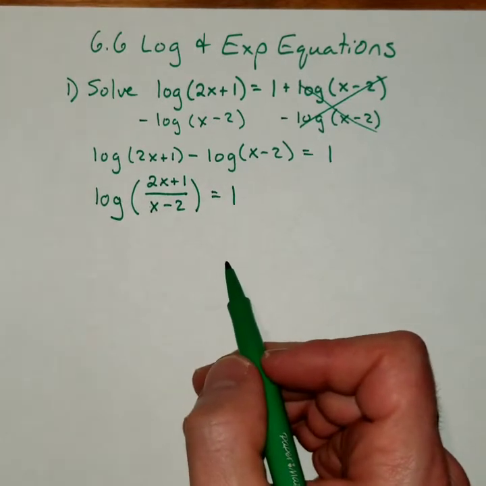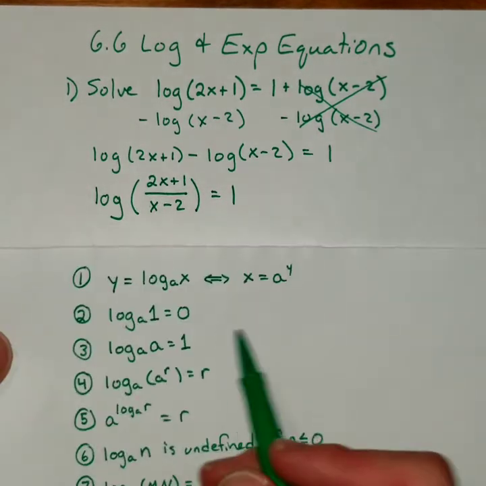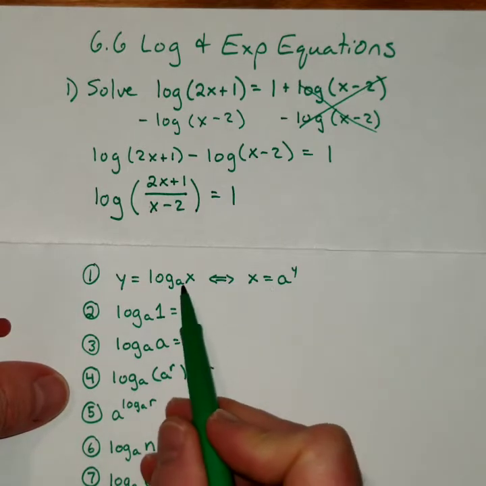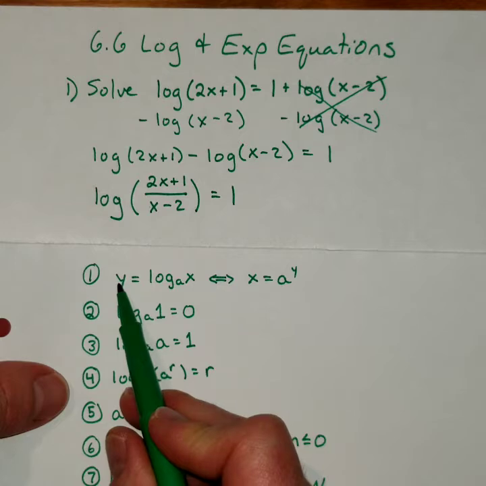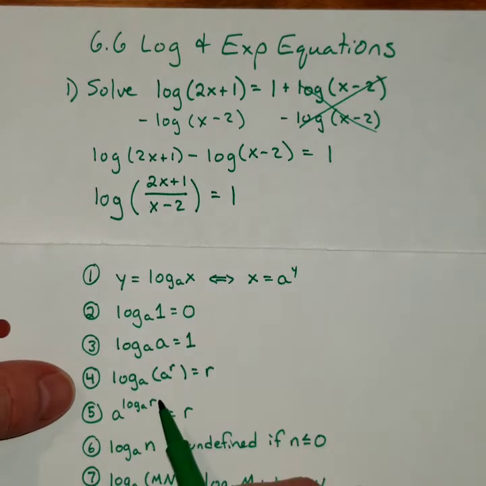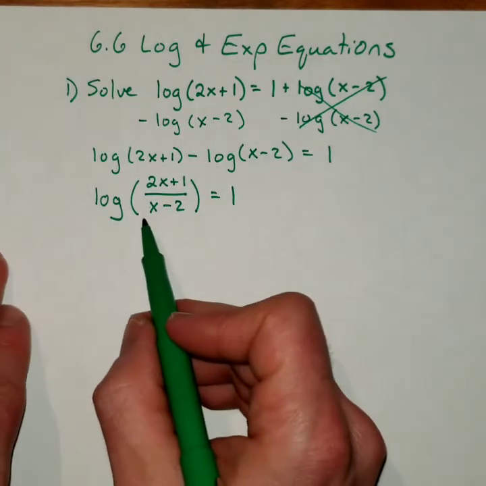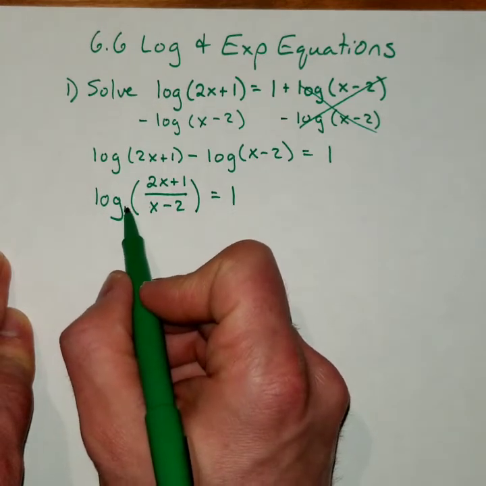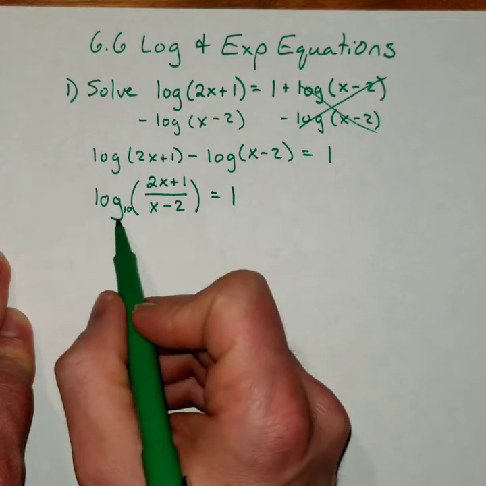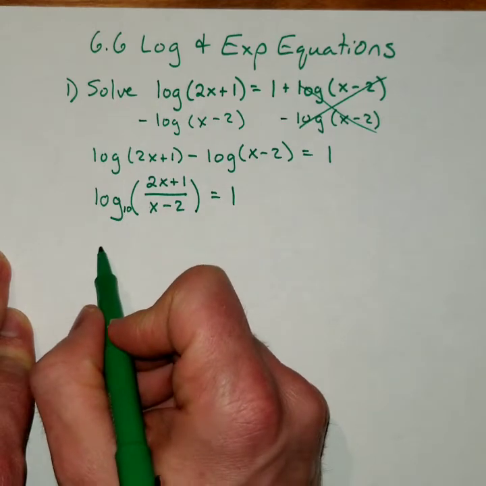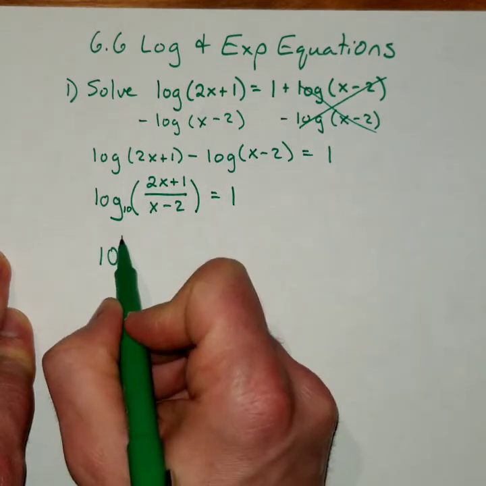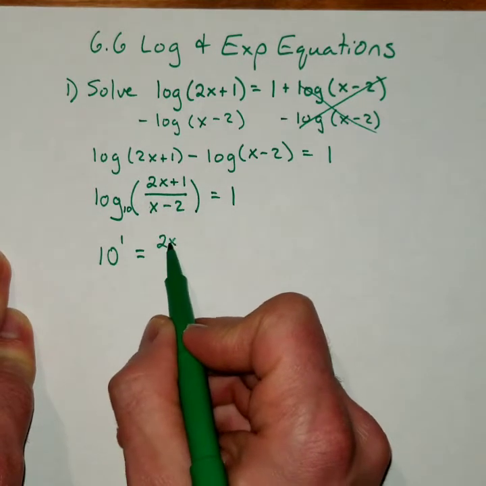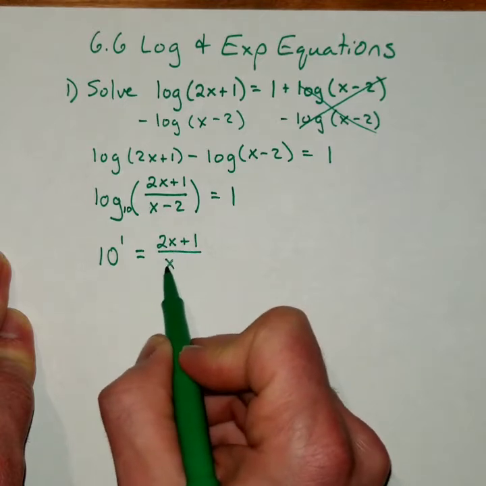Then I'm going to go ahead and convert from the logarithmic form to the exponential form. And remember, you take the base, raise to the other side, equals the argument. Okay, so we're going to start now. Our base here, if you remember, on a common log is really 10. We just don't write it in. So we take our base, raised to the power on the other side, is equal to the argument, 2x plus 1 over x minus 2.